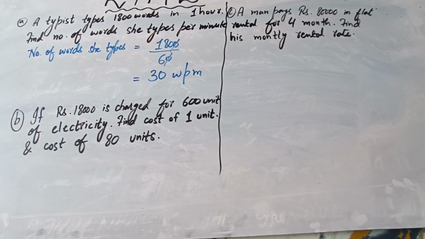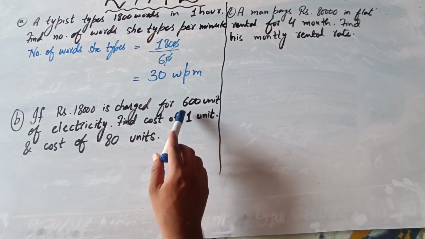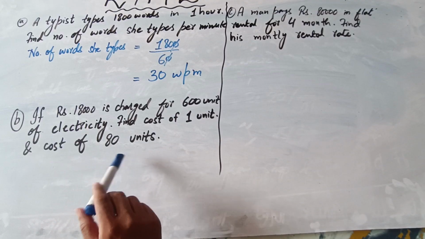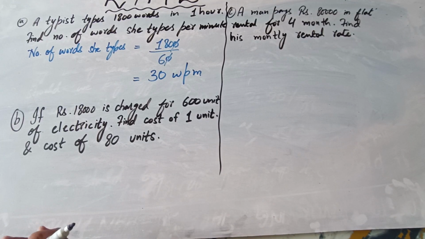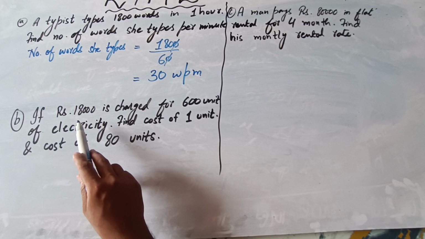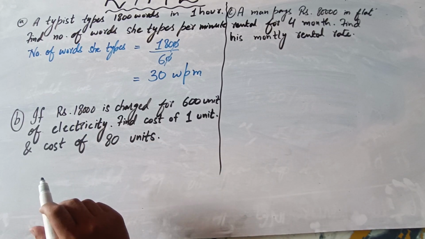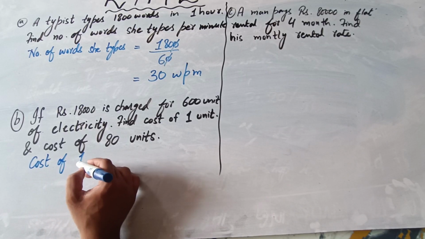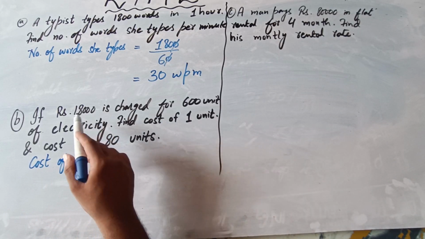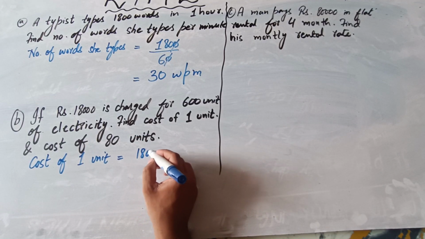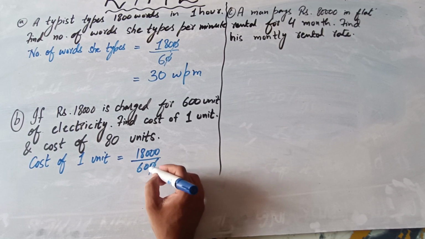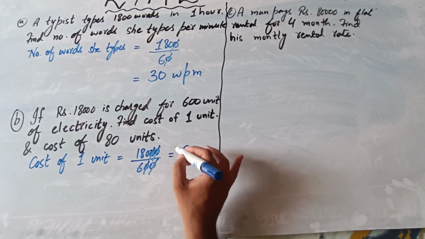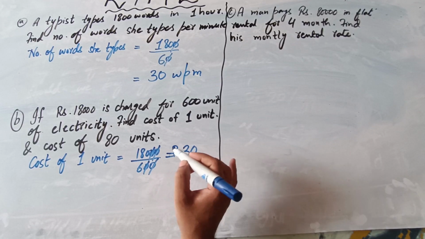Now let's look at this problem. If 18,000 rupees is charged for 600 units of electricity, find the cost of 1 unit and cost of 80 units. So for example, if 18,000 rupees is charged for 600 units of electricity used, find the cost of 1 unit. So cost of 1 unit is equal to, we will divide the amount by the number of units we used. So 2 zeros go out with 2 zeros, 6 ones are 6, 6. So rupees 30 per unit is the cost of 1 unit.